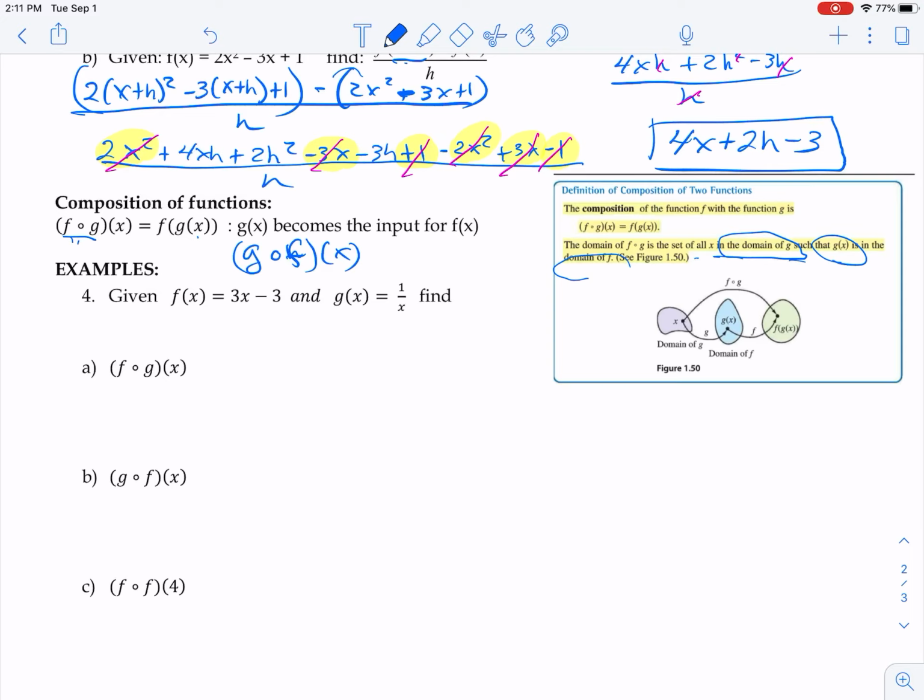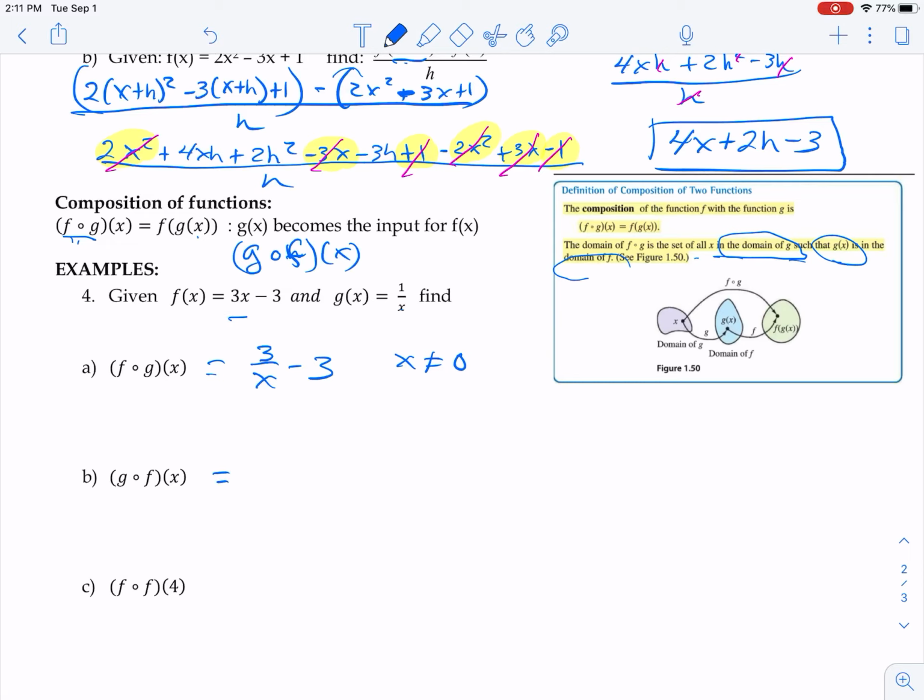I've got a couple extra examples to show you. All right, so f of g of x. So I put g inside of that, and you get 3 over x minus 3. And x cannot equal 0. Okay, I put f into g.